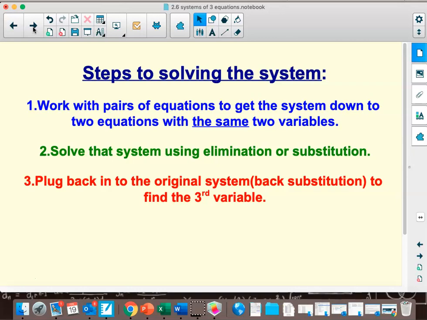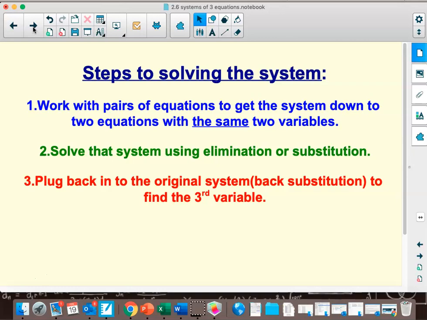The next part, this is the critical part. You have to pick 2 different equations and eliminate the same variable. That's the part that gets people. So if the first 2 equations I pick, I eliminate my y, then the next 2 equations I pick, I had better eliminate y again, or I'm now in the rabbit hole. All right? We don't want to be there.